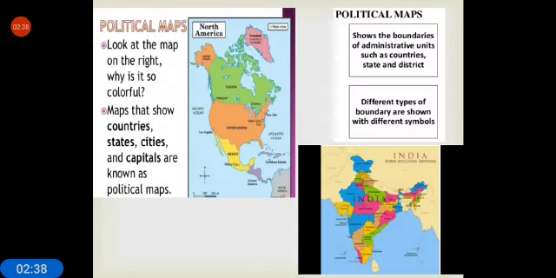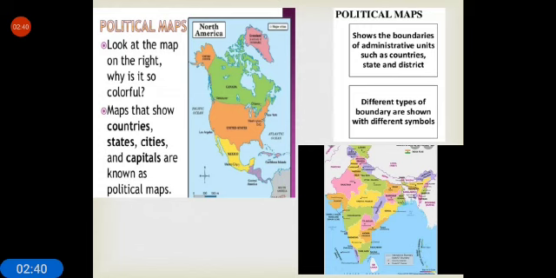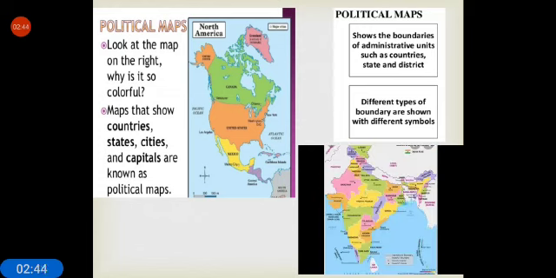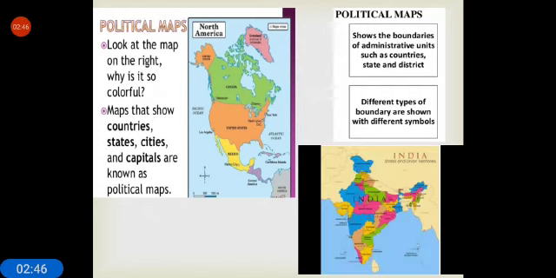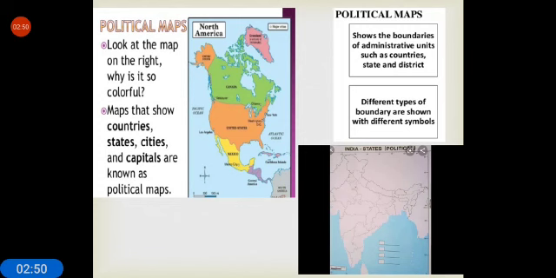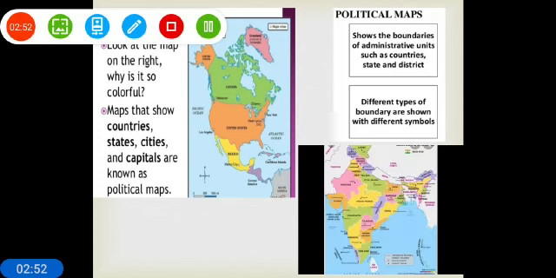What are political maps? Maps that show countries, states, cities and capitals are known as political maps. It shows the boundaries of administrative units. Different types of boundaries are shown with different symbols.